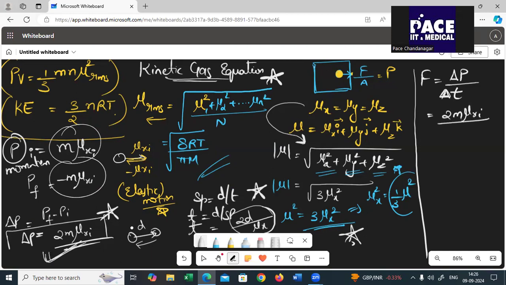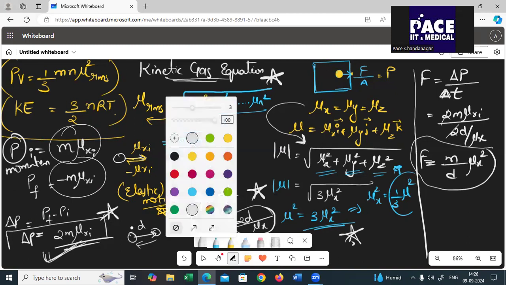Delta P is equal to 2mux. By delta t, here we got my delta t also, which is 2d by ux. So this cancels out, which will be ux and ux. So m by d ux squared is my force, and that is the force what we got. And now we can use our net force. What is the net force? Net force due to n molecules.